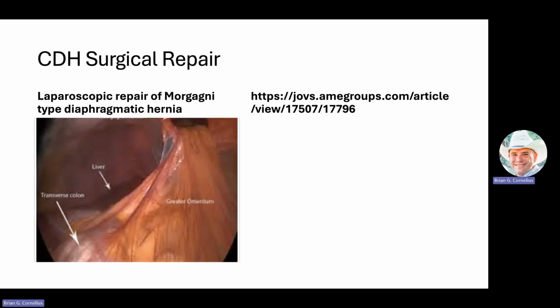This is just a view of what it looks like when they go through and repair. Oftentimes, they'll close the diaphragm and they'll also kind of use the omentum as a secondary patch for these patients.